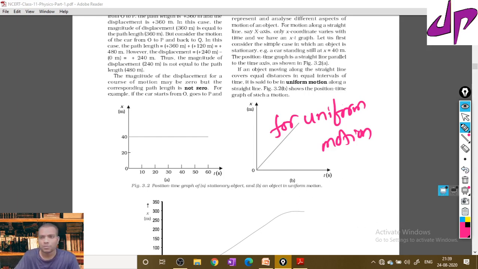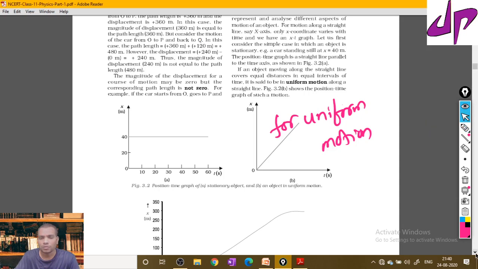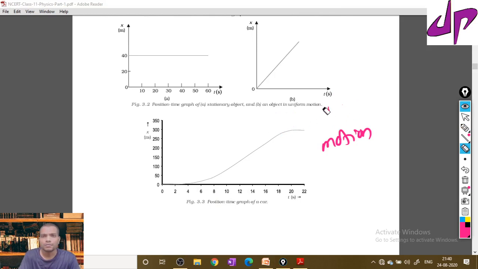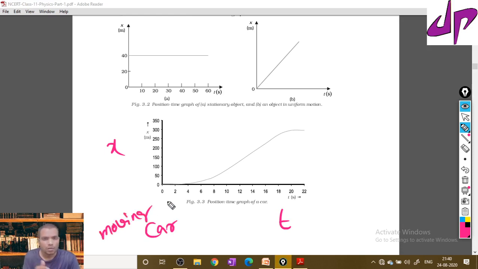And let's see the position-time graph for non-uniform motion. So the third one which is given. This is the graph of position versus time, x versus t, for a moving car. If you closely observe, the plot of the graph is not a straight line, it is a curve.